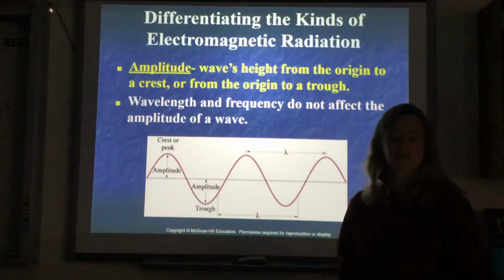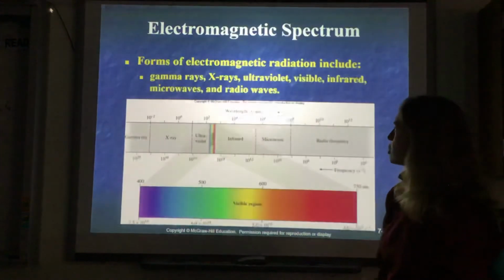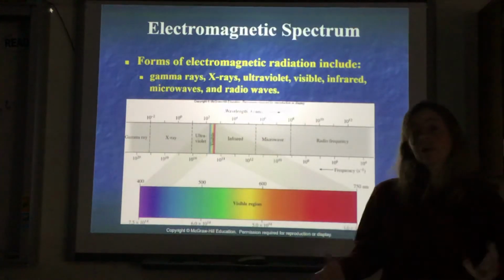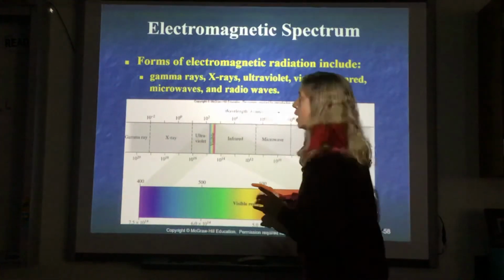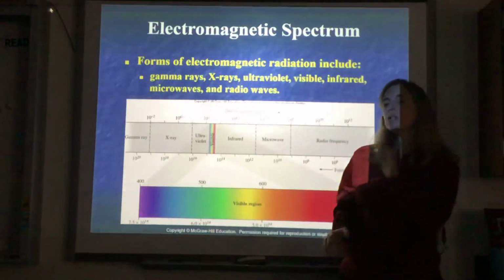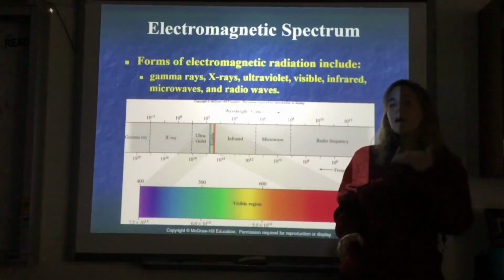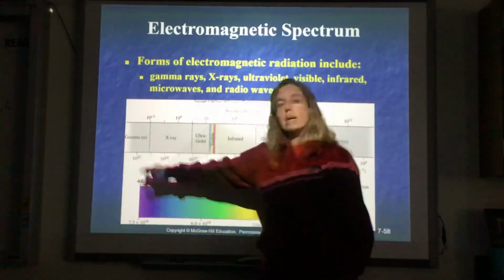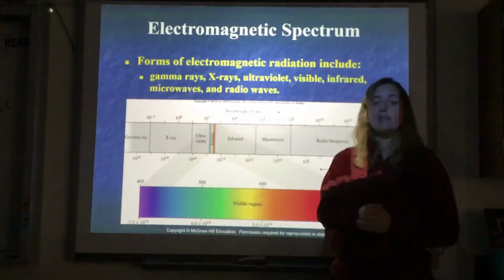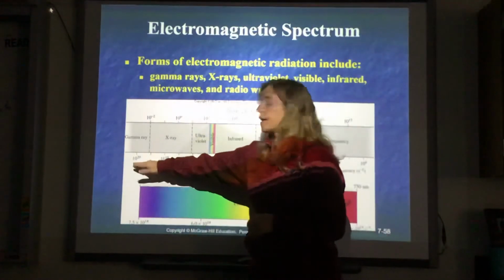So we're really not going to do anything with amplitude in this chapter. Okay, so now let's look at the forms of electromagnetic radiation. All right, so here we have different forms. Now, we talked in the last section about nuclear, right? About gamma radiation. Well, as you can see, gamma radiation is all the way to the left here because it's going to have the highest frequency.